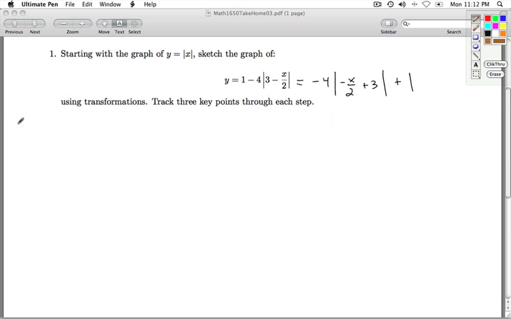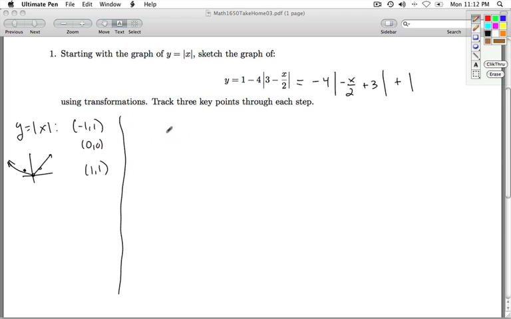So we start off with our y equals absolute value x graph. We have our key points: negative 1, 1; 0, 0; and 1, 1. And those connect in a nice, pleasing V shape.